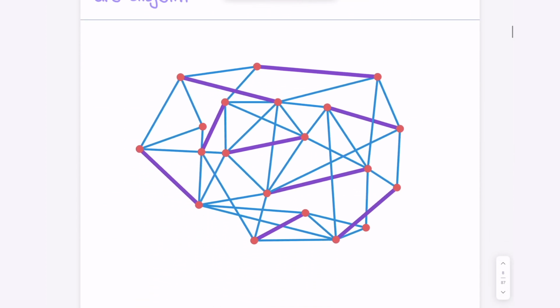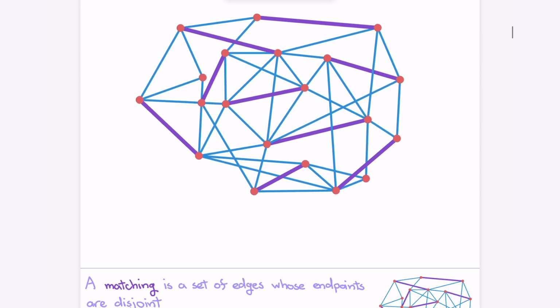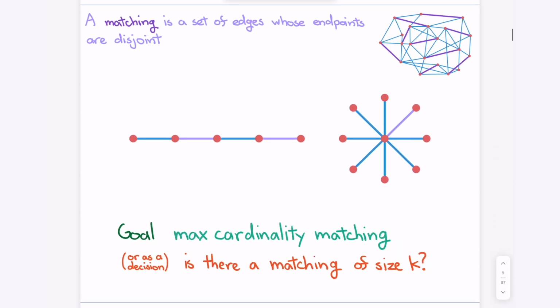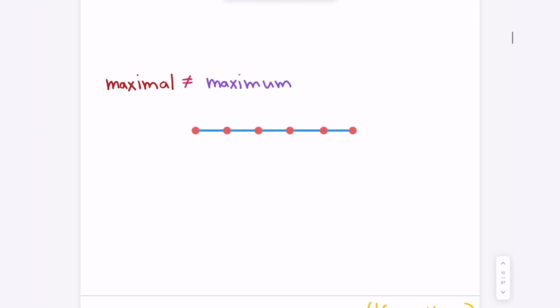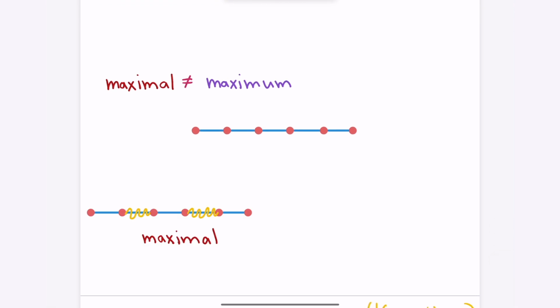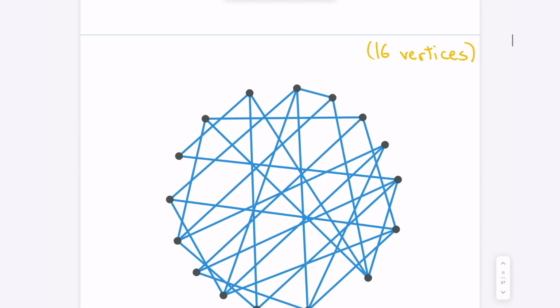Okay, good. This would be another one. Okay, so maximum cardinality matching is a matching of size k. I want to make the same point as before. Maximal is not maximum. This would be maximal, where I take the two inside edges. If I take the outside edges and one in the middle, you get maximum. So they're not the same. So simple greedy algorithms don't work.